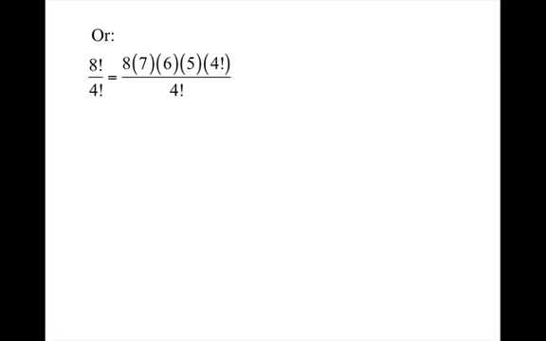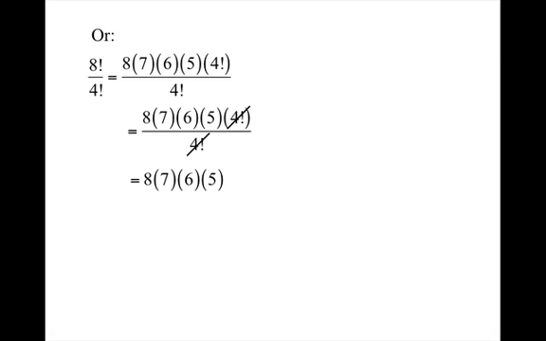Another way I could expand this, you can stop a factorial expansion at any point by inserting the factorial symbol. So when I expand the 8 factorial, I can write it as 8 times 7 times 6 times 5, and then at the 4, I can put the factorial symbol after the 4. Now the 4 factorial in the numerator will cancel with the 4 factorial in the denominator. So I still get the 8 times 7 times 6 times 5, which is 1,680.